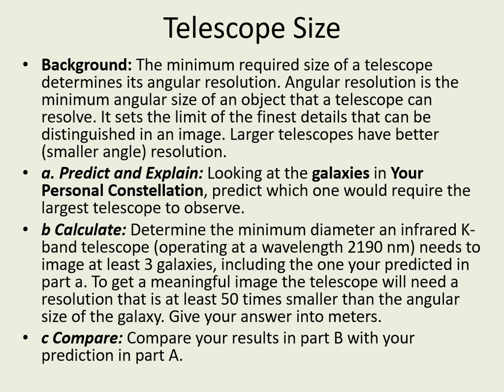One of the most important things determining the usefulness of a telescope is its diameter, or aperture. A larger aperture allows a telescope to receive more light and also improve its angular resolution, the ability to see fine details. In this question, we'll calculate how big a telescope is needed to see the details in some of the galaxies in your constellation.